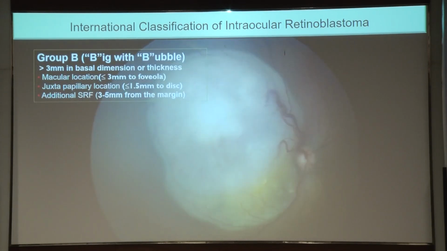Group B stands for big, and B also stands for bubble. So it will be more than 3 millimeters in size, and it will have bubble in the sense it will start having exudative retinal detachment around. Okay, so there will be subretinal fluid around the tumor. So that stands for B.